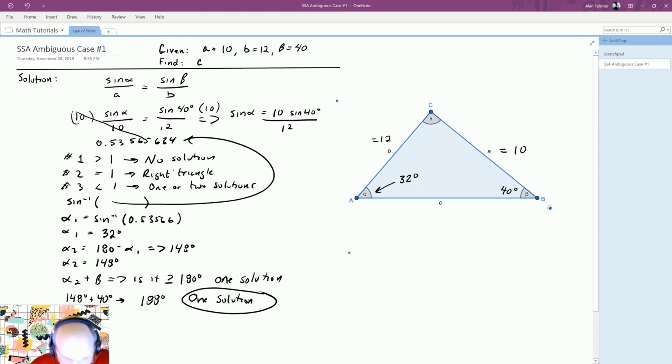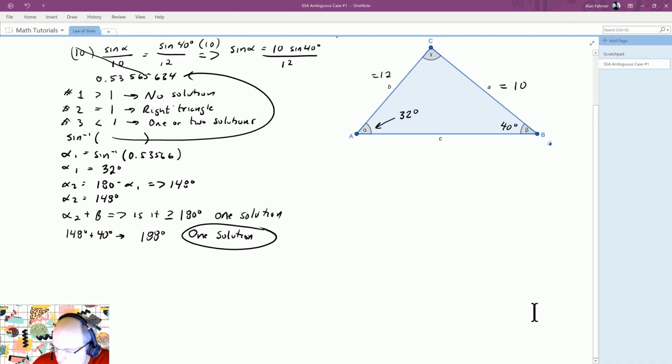And I don't know with this one whether this is permanently scrolling. Can I keep going? We'll see what happens when we get down there. So we now know that this is 32 degrees, this is 40 degrees. How do we figure out that one? Well, a triangle adds up to 180 degrees.